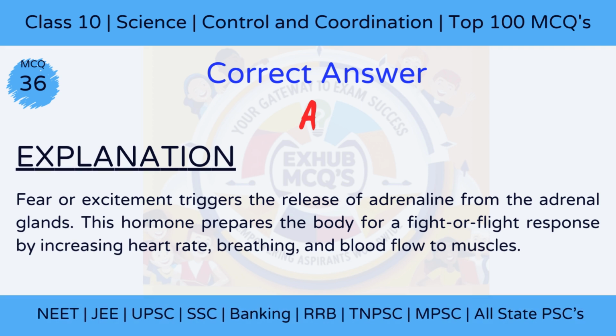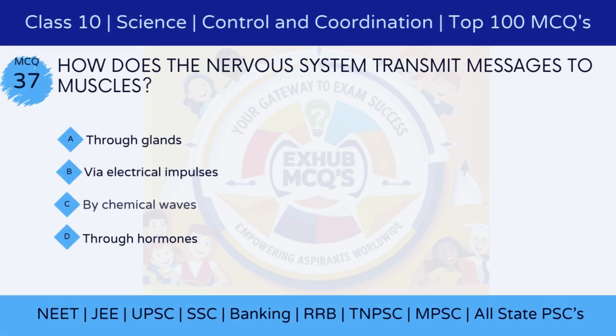The correct answer is option A, fear or excitement. Explanation. Fear or excitement triggers the release of adrenaline from the adrenal glands. This hormone prepares the body for a fight or flight response by increasing heart rate, breathing, and blood flow to muscles.